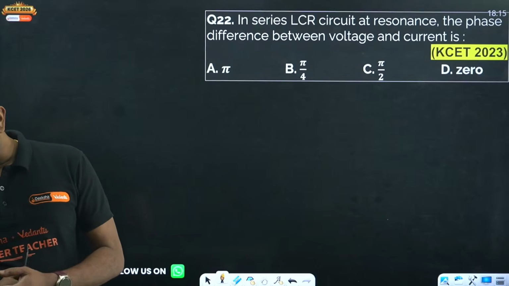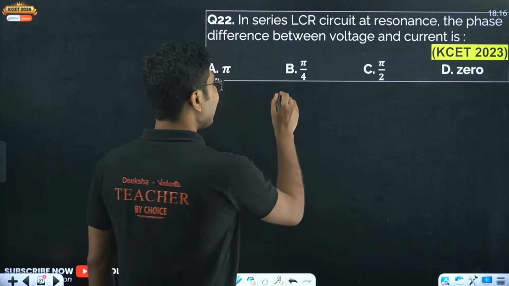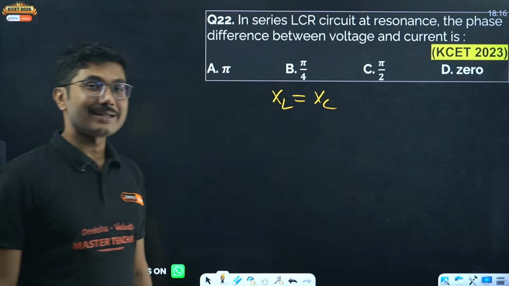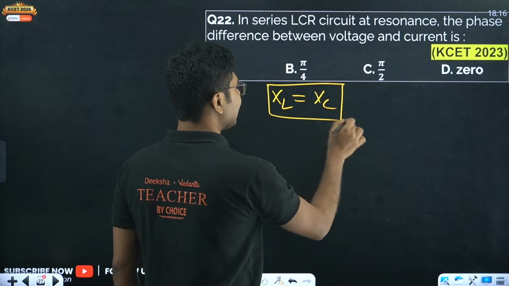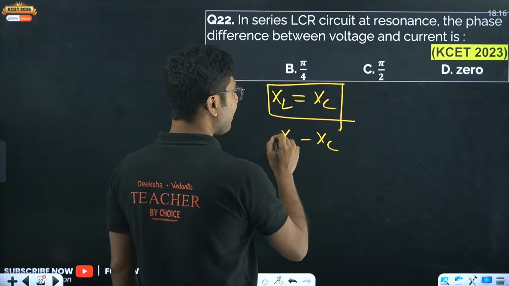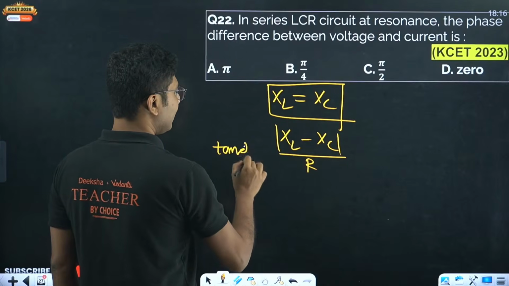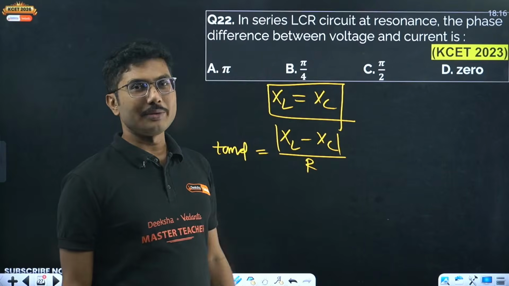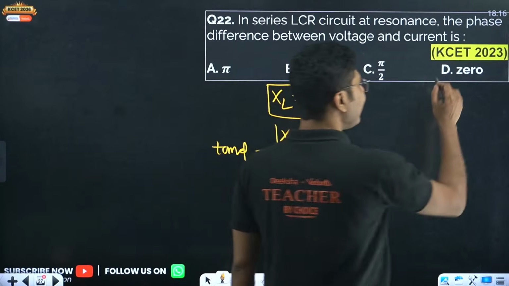I can see some correct and some wrong answers. So remember, what is the meaning of resonance? Capacitive reactance and inductive reactance are equal. They are the culprits that change the phase, and the phase difference depends on XL minus XC. Phase difference depends on XL minus XC by R, that is tan phi, right? This is the phase difference formula. So XL and XC are equal, which means the phase difference will be 0, right?